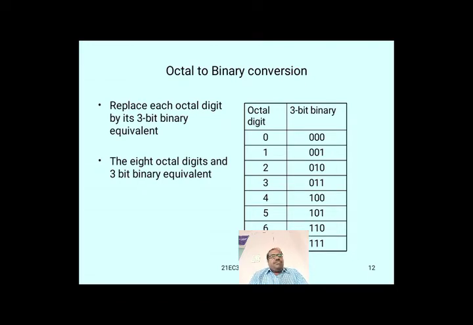0 1 1. For 4, you place 1 in the 4 place and the other values are 0. So 1 0 0. For 5, you place 1 in the fourth place and 1 in the first place, and 2 is equal to 0. So 1 0 1. 6 means 1 1 0. 7 means 1 1 1. Okay.